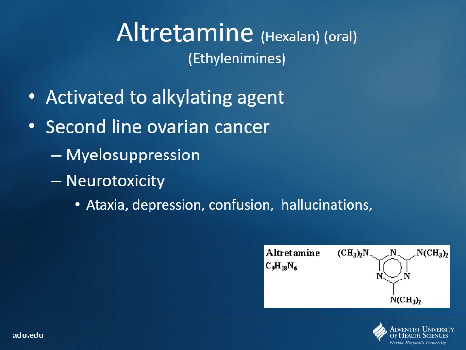Okay. Next we have altretamine, and this is one that requires another enzymatic activation, so it gets activated as an alkylating agent, and you'll see this one sometimes used for ovarian cancers. It's kind of like a second-line agent. Again, this one you can also see some neurotoxicity with, so hallucinations, confusion, things like that.